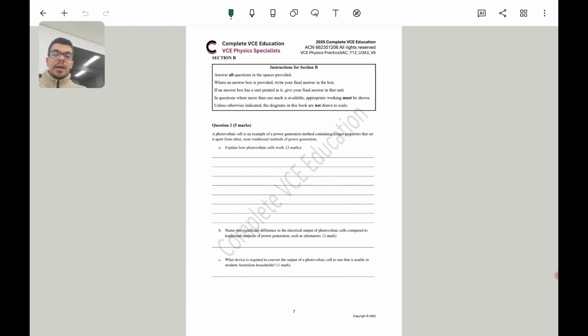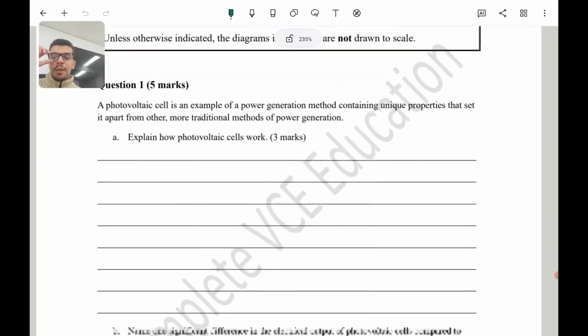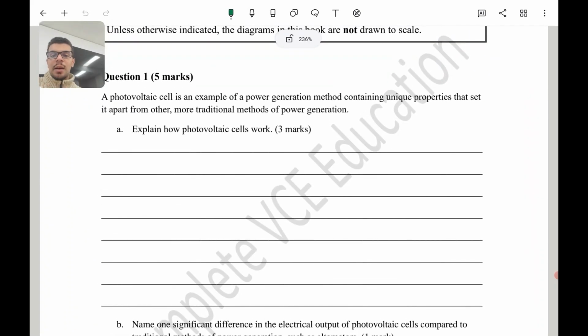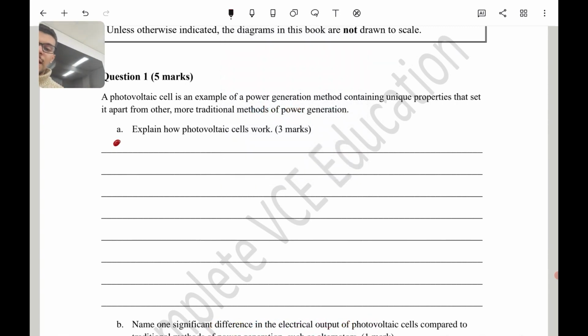So now we'll have a look at these short answer questions. Question number 1. A photovoltaic cell is an example of a power generation method containing unique properties that set it apart from other more traditional methods of power generation. A. Explain how photovoltaic cells work. So first of all, we should explain how photovoltaic cells, they obtain light energy from the sun. So we're not using mechanical energy like in our generators.